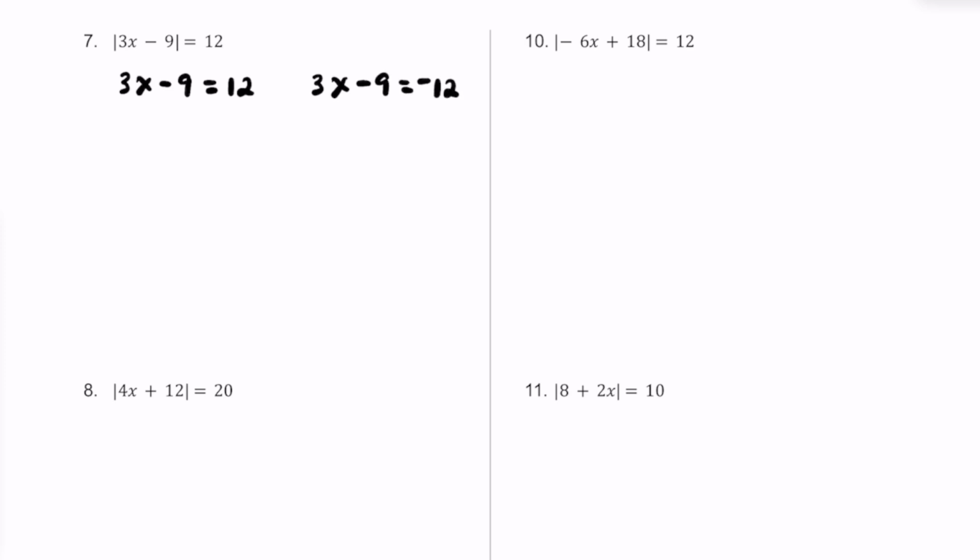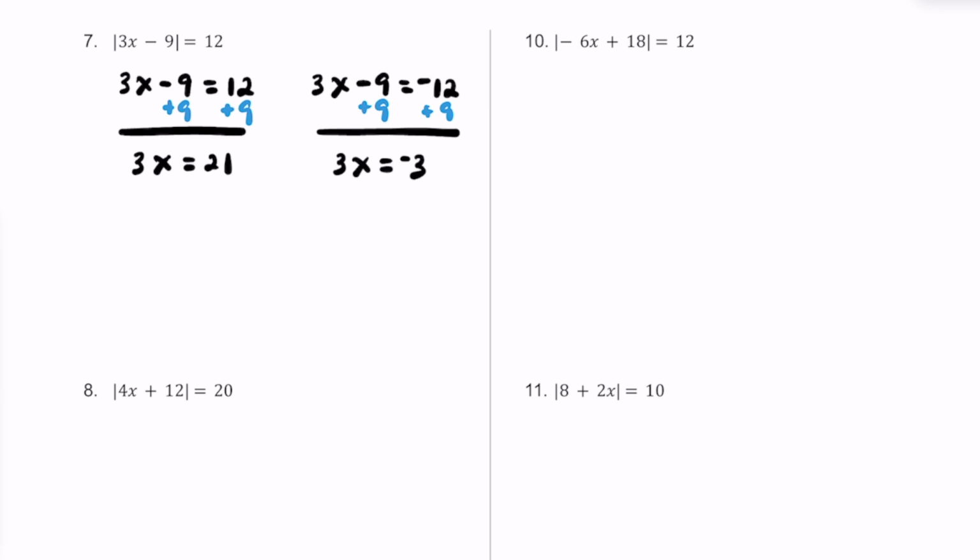All right, so for the equation on the left, let's go ahead and add 9 to both sides so we can isolate x. But for the equation on the right, let's go ahead and do the same exact thing. All right, so let's go ahead and add 9 to both sides here. So for the equation on the left, we're going to get 3x is equal to 21. And on the equation to the right, we're going to get 3x is equal to, and I think we're going to get negative 3 here.